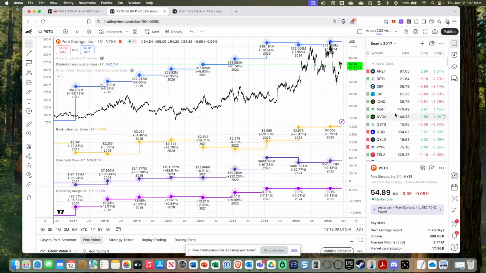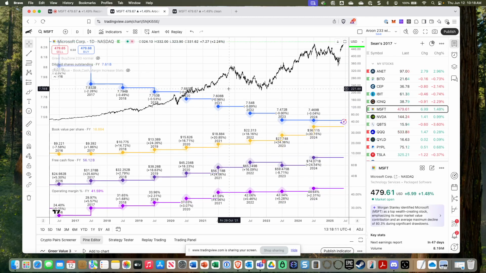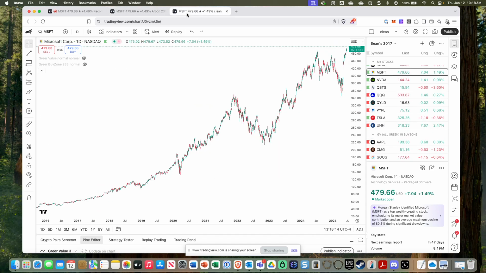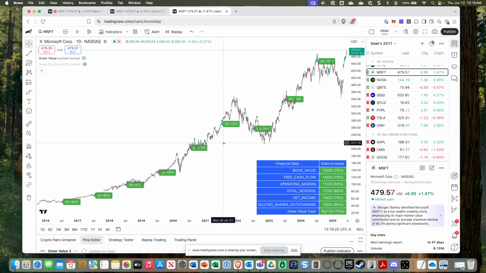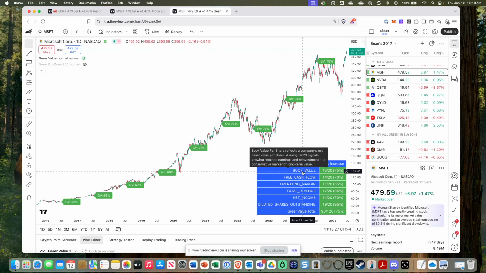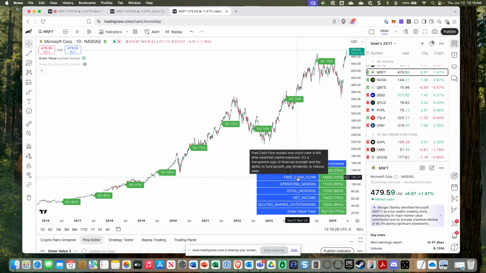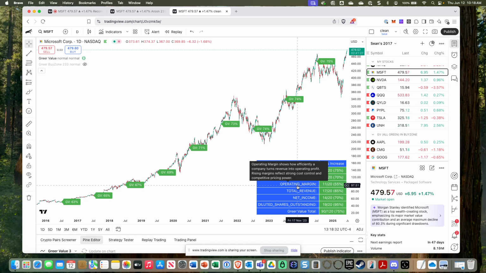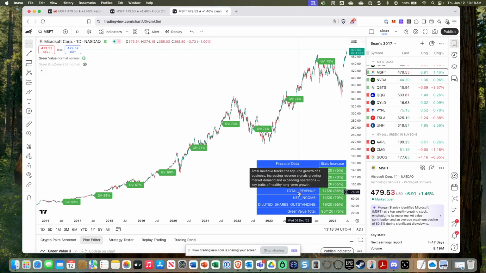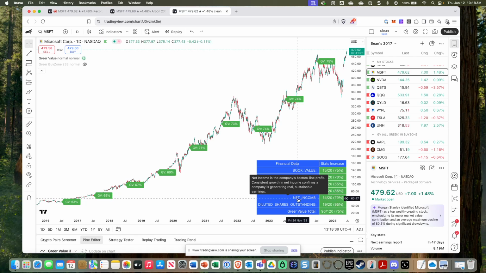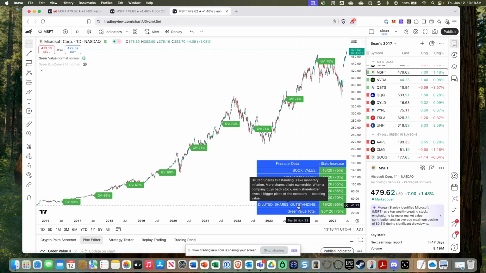So what I did was I created a tool here called the Greer Value. If you just add it as an indicator, add the Greer Value in here, and turn it on, you can see, boom, right away, I took all those statistics, like the book value. There's a little tooltip about what each one means, whether their revenue is increasing year over year, whether their income is increasing year over year, or whether they're buying back stocks.